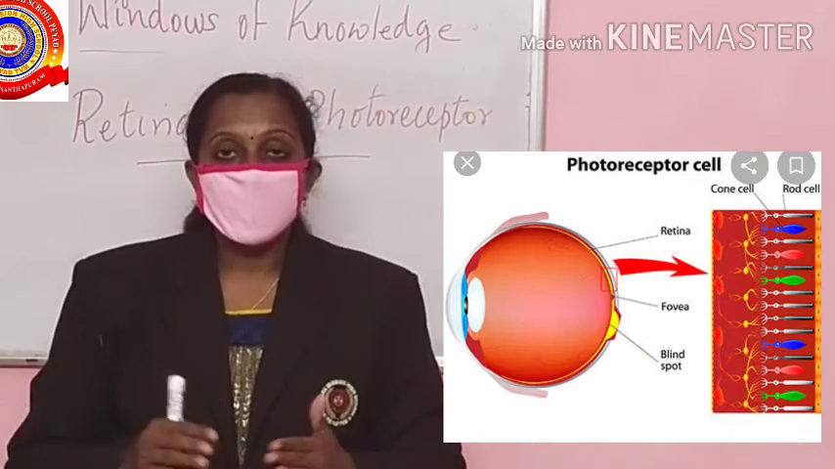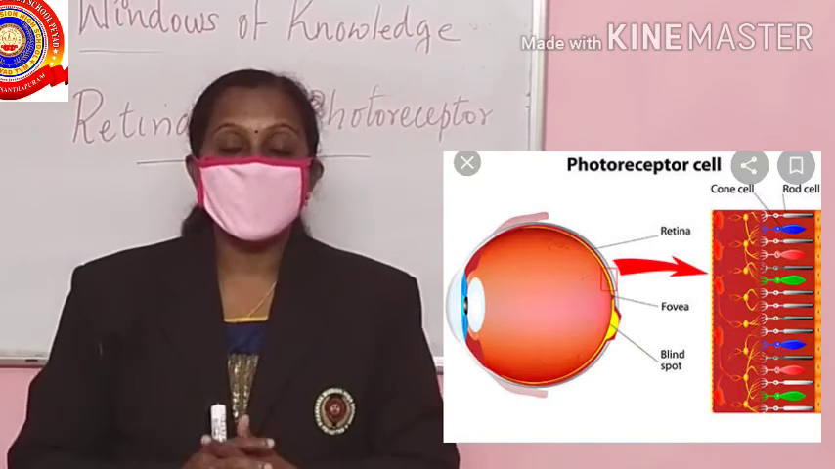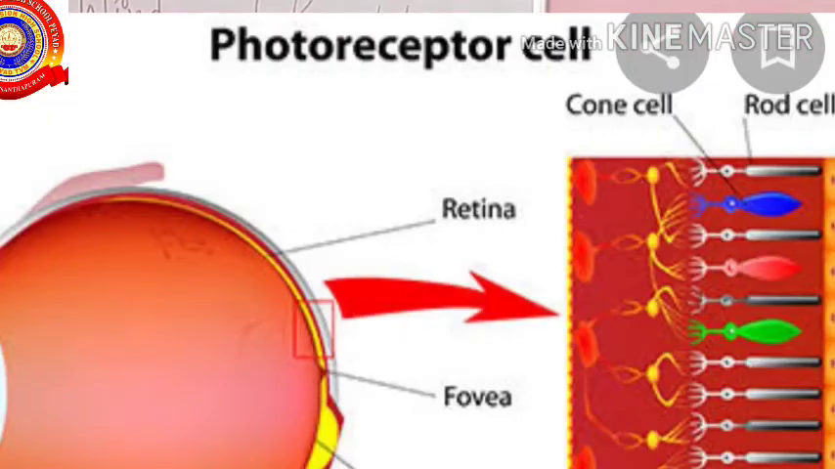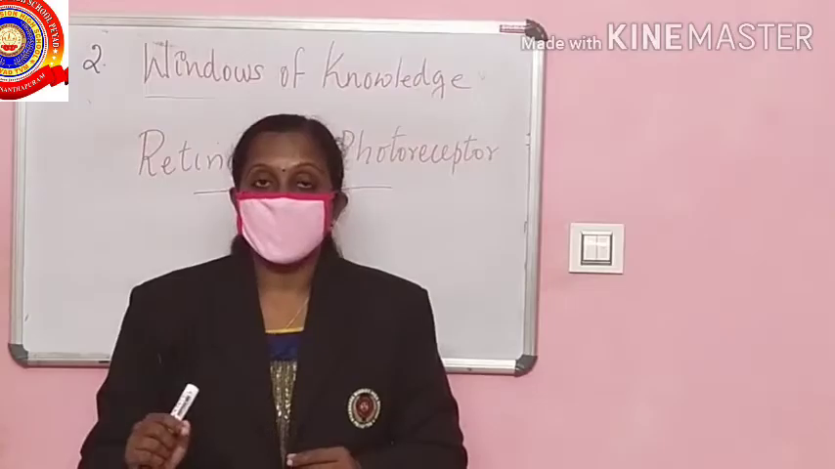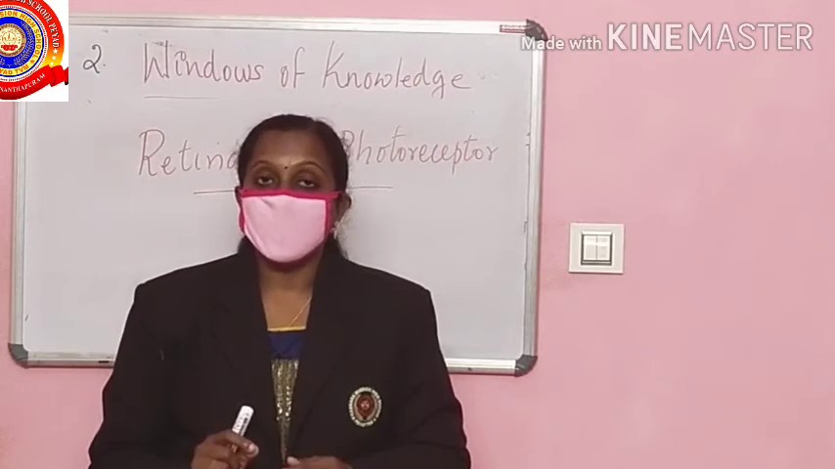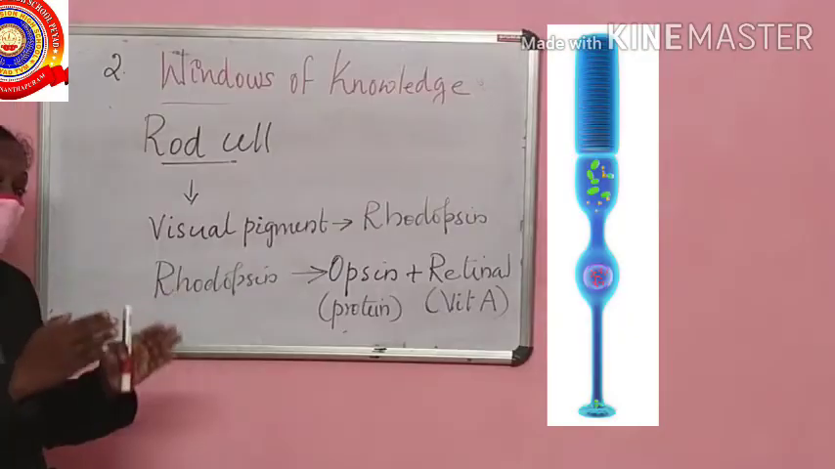Photoreceptors in the eye are present in the retina. In the retina, there are photoreceptors such as rod cells and cone cells. These rod cells and cone cells are present in the yellow spot, and these two photoreceptors are absent in the blind spot. Rod cells are more in number than the cone cells.